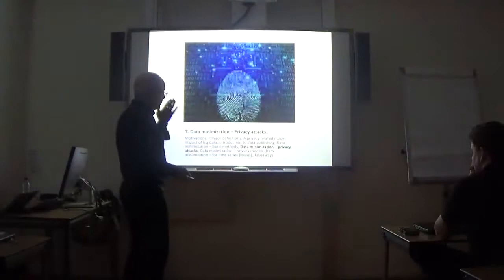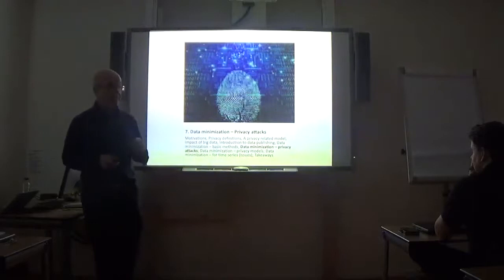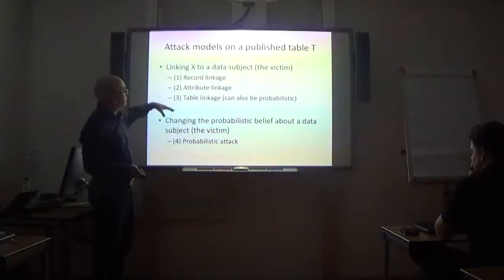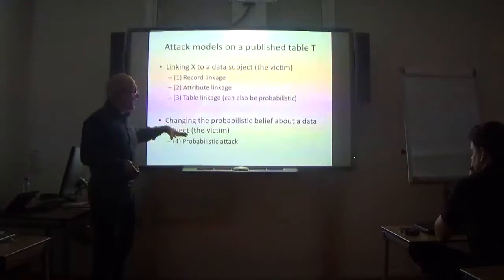Okay. The point now, maybe I describe this section, then I skip the other part. Privacy attacks. If you apply these techniques, still things can go wrong. There are four technical attacks that are mentioned in literature: record linkage, attribute linkage, table linkage, and probabilistic link attack. I describe them one by one.